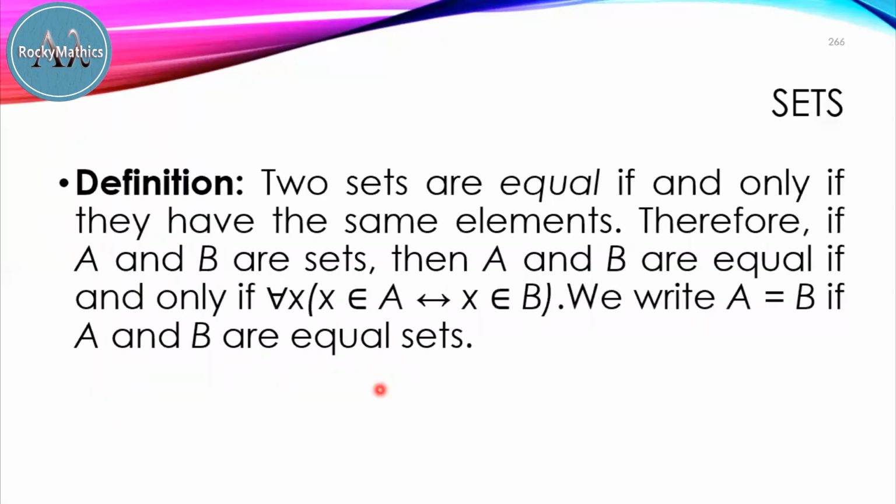Okay. Now, when can we say that two sets are equal? We have this definition. Two sets are equal if and only if they have the same elements. It's very clear that we can only say that they are equal if they have the same elements. Therefore, if A and B are sets, then A and B are equal if and only if for every x, x belongs to A and x also belongs to B. So we write that A is equal to B if A and B are equal sets.